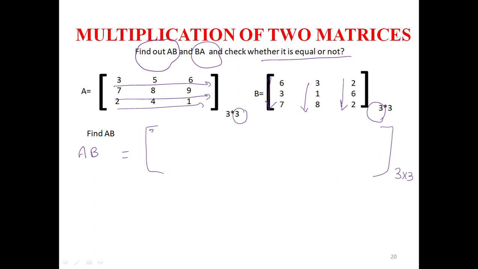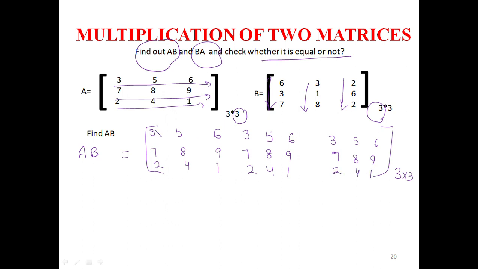You have to first of all write these values: 3, 7, 8, 9, 2, 4, 1. You have to write these values 3 times because in the second matrix the columns are 3. It's a rule: 7, 8, 9, 2, 4, 1, 3, 5, 6, 7, 8, 9, 2, 4, 1.